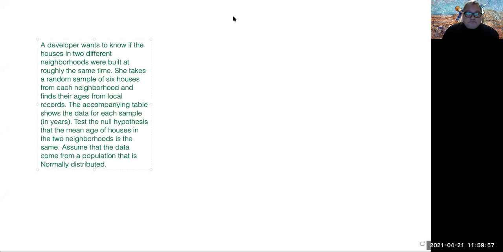The first thing that I will do is share screen with you and open a problem. In this problem, a developer wants to know if houses in two different neighborhoods were built at roughly the same time or not. The developer takes a random sample of 6 houses from each neighborhood and finds their ages from local records. And there's a table presented to you in the problem.